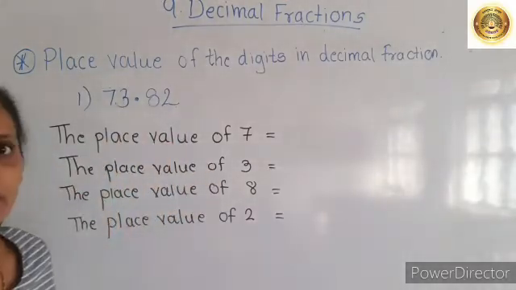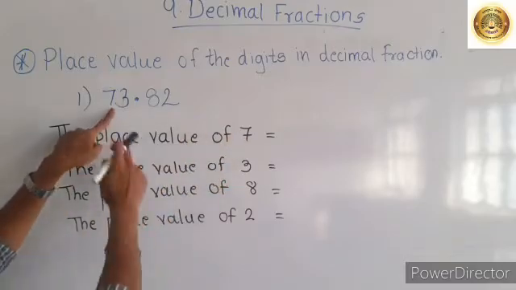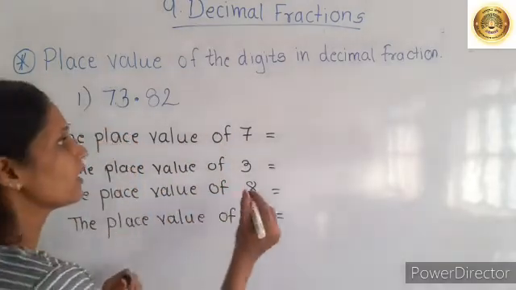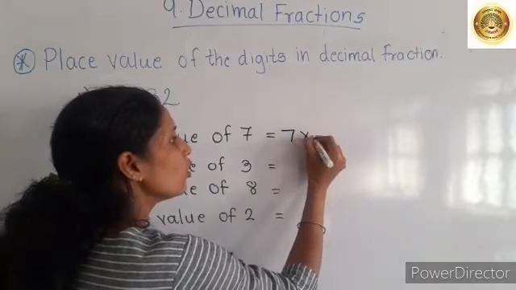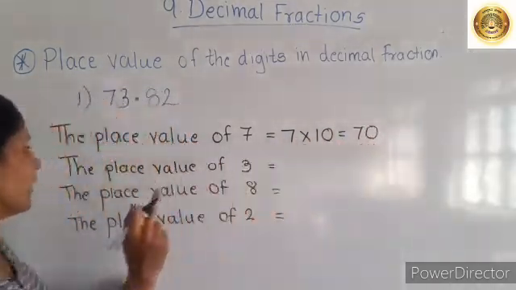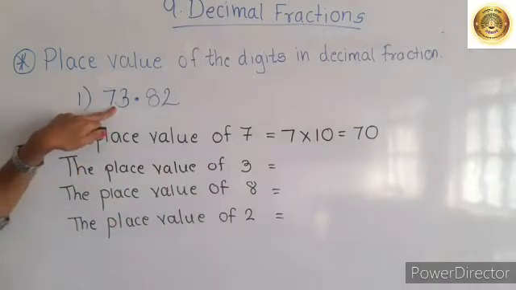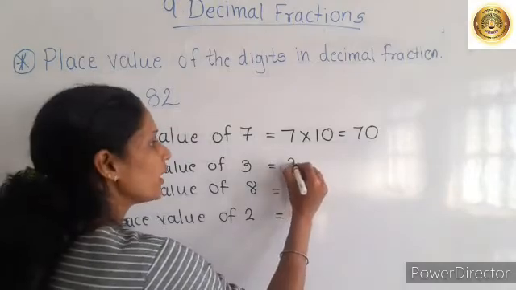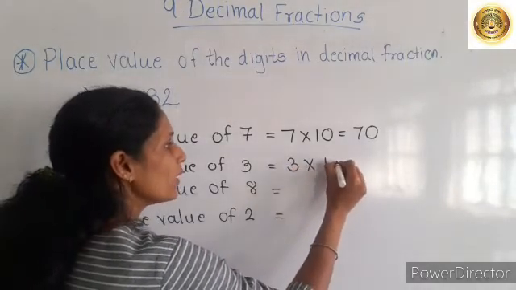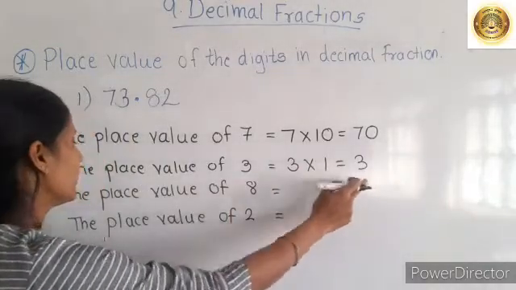Now we will write the place value of each digit. The place value of 7. Now 7 is in the tens place. So 7 into 10, the place value of 7 is 70. Now second, place value of 3. 3 is in the units place. So 3 into 1 is equal to 3. The place value of 3 is 3.